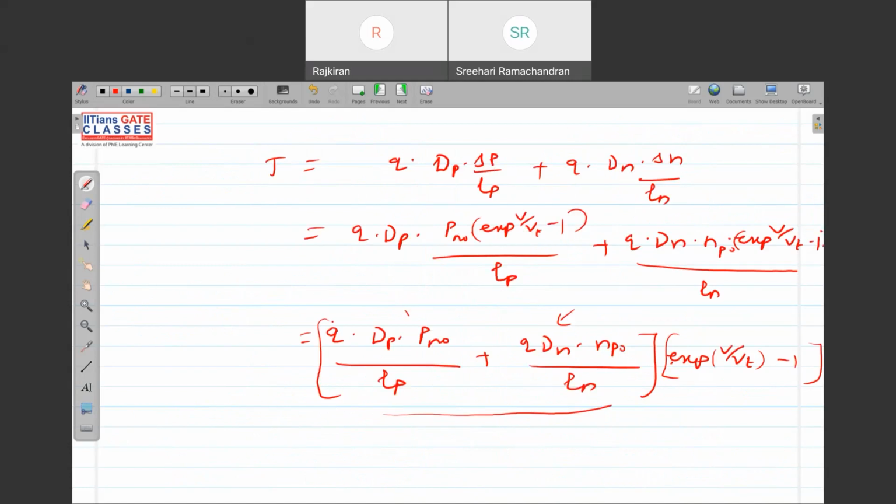So one component is because of holes. This component is because of electrons. Right? This is my total current. Shall we have to remember this one?